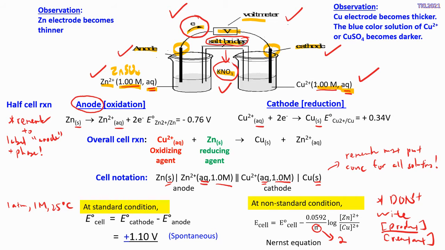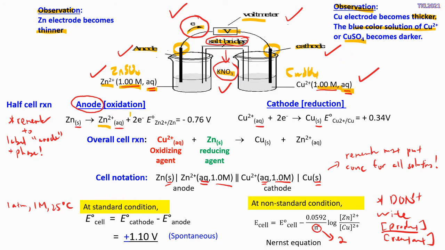From the cell diagram, or from the question, you can also write down the observation. For the anode, if let's say we are using an active electrode, the electrode will become thinner. Why? As you can see here, from the half cell equation, it will become ion. So it will be thinner. So the other side will become thicker. And of course, if you are using CuSO4 here, then the blue color solution of Cu2+ in the CuSO4 will become darker.